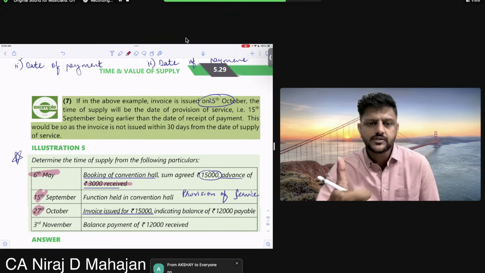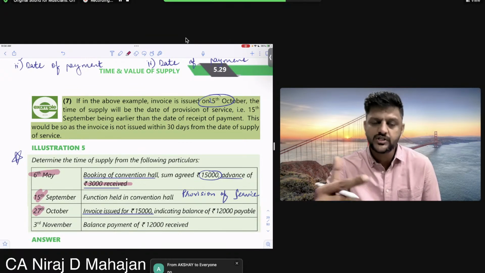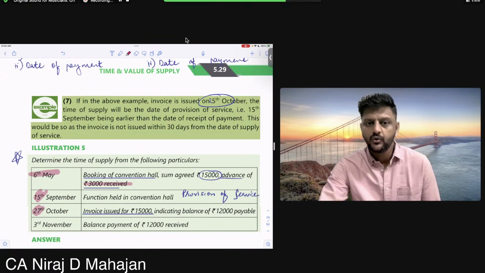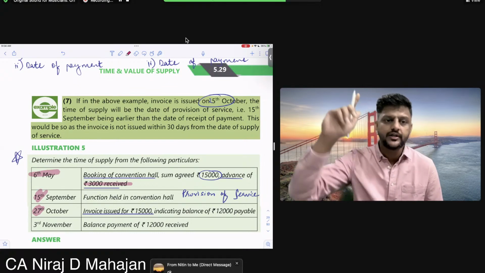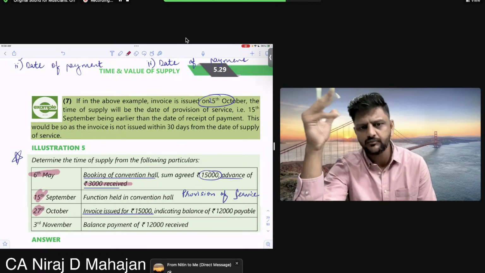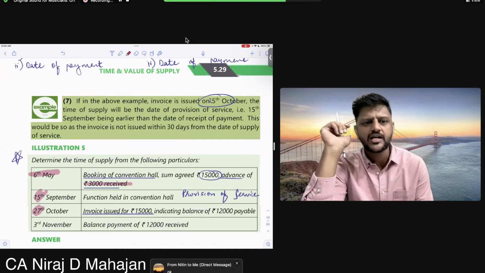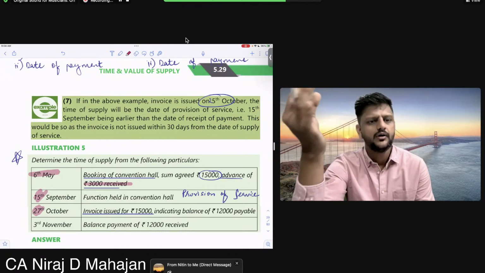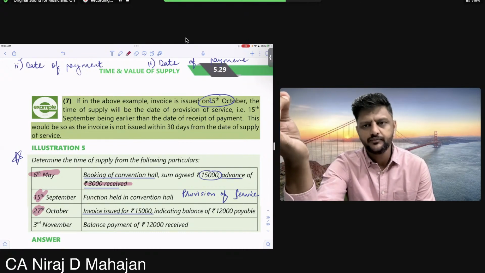Date of provision of service or payment, whichever is earlier. Okay? Now, date of payment is always there. So 3,000 was taxable on 6th May. That too we are fixing there only. 3,000 is taxable in the month of May. 12,000 is taxable when? 15 September, 27th October, 3rd November.